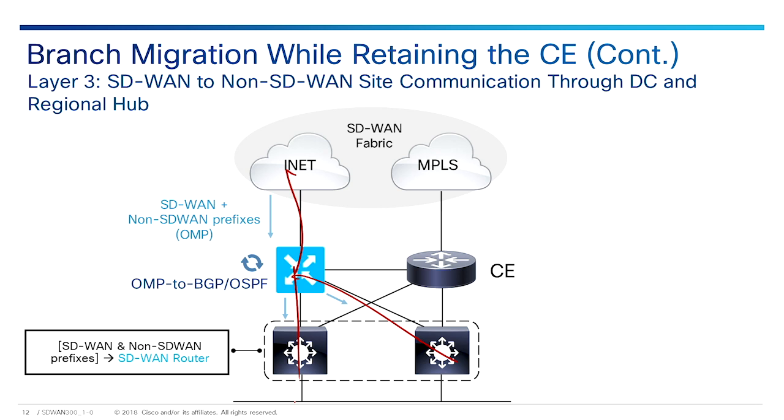Now, the core switches have routes for SD-WAN and non-SD-WAN prefixes through the SD-WAN router.